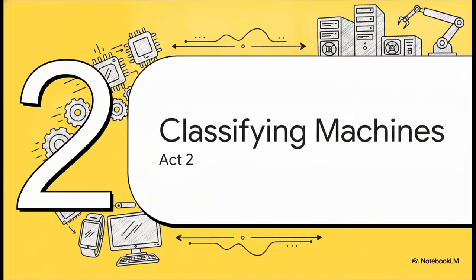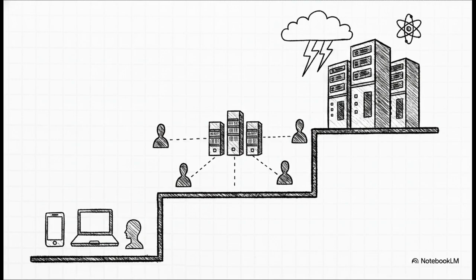Moving into Act 2, classifying modern machines. Let's categorize the wild landscape of computers that surround us today based on their size and speed. The crucial takeaway here is scale. A microcomputer is built for one person at a time. Think your desktop, your laptop, and yep, that smartphone running a mobile OS.